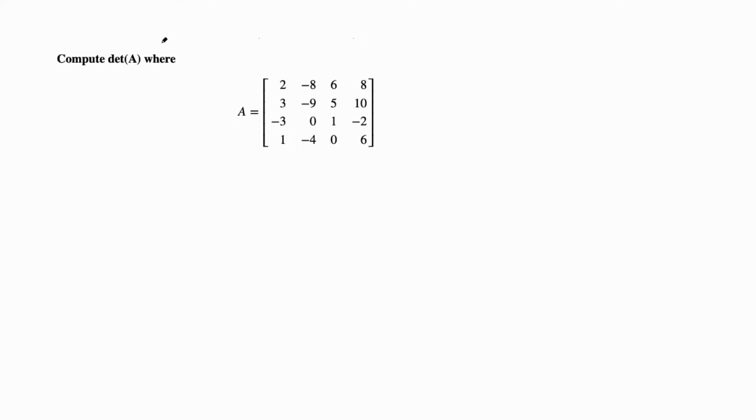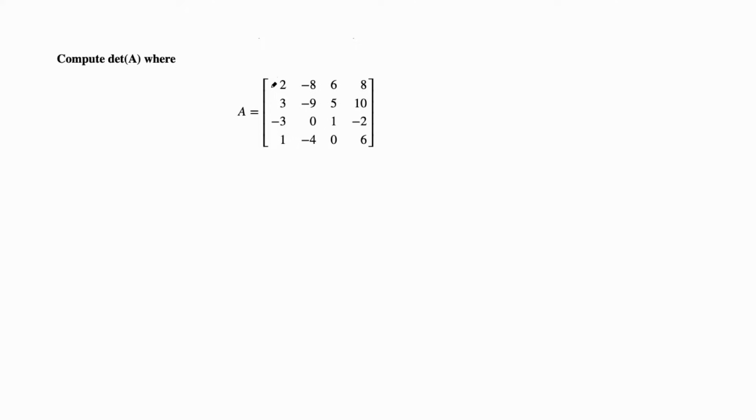Compute determinant A where A is a 4x4 matrix. Instead of expanding along a row or column, let's row reduce so that we get an upper triangular matrix. And when we have an upper triangular matrix, its determinant is just the product of the diagonal elements.